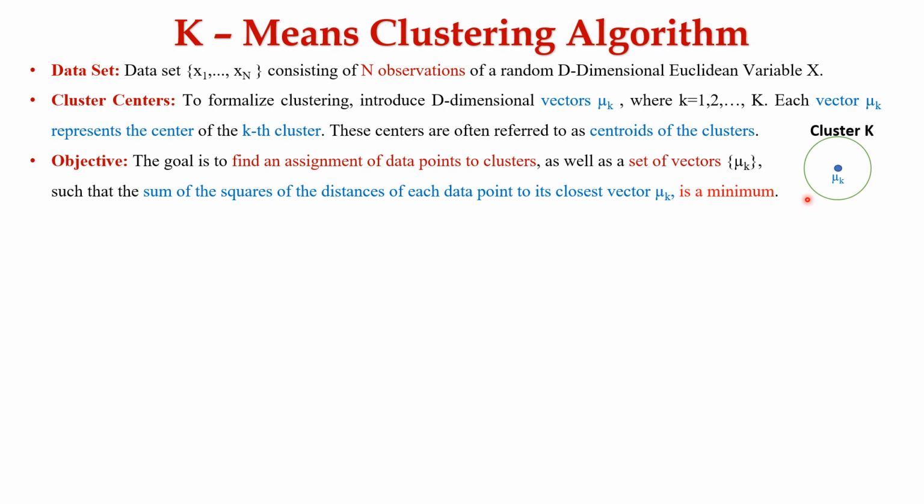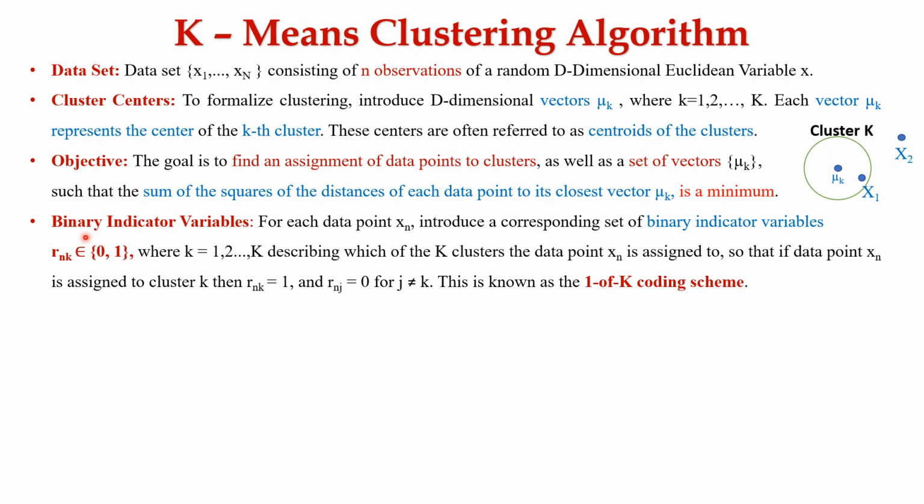So let's have an example here by considering the data point x1. Here, the sum of square of distance between the point x1 and the vector mu k, which is closest to the point x1, is minimum. So we are assigning the data point x1 to the cluster k. If you're considering the data point x2, the sum of square of distance between x2 and mu k is not minimum. So we are not assigning this x2 to the cluster k. So hope you're clear on the objective.